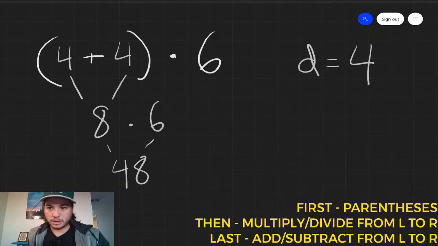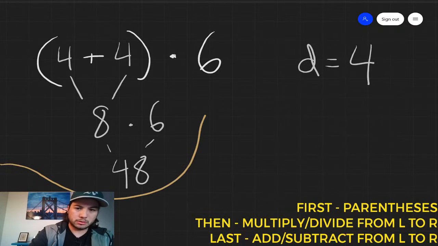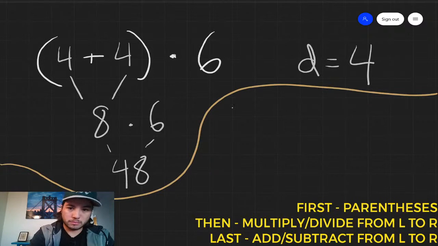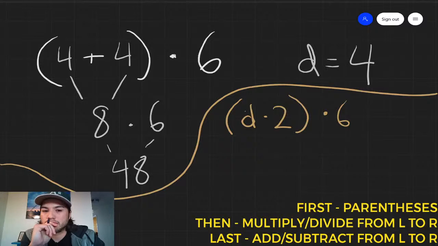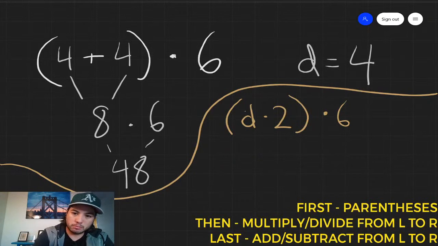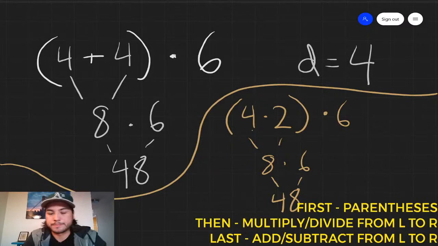So we got 4 plus 4 equals 8 times 6 equals 48. Okay, and I saw a couple of people put in the chat that this would be the same as D times 2. So let's try that to be accurate here. D times 2 times 6. Substitute in your 4. 4 times 2 is 8, times 6, 48. So yeah, I would definitely agree that D plus D is the same as 2 times D.